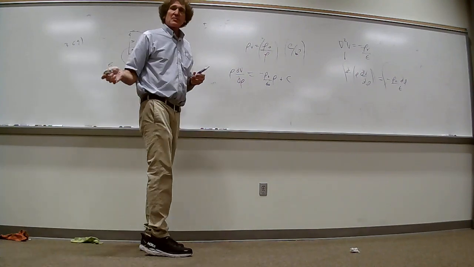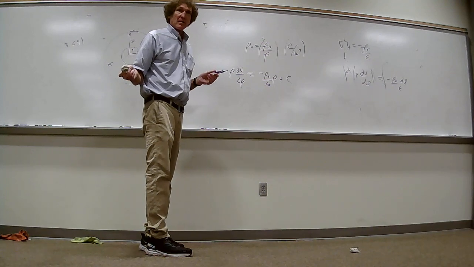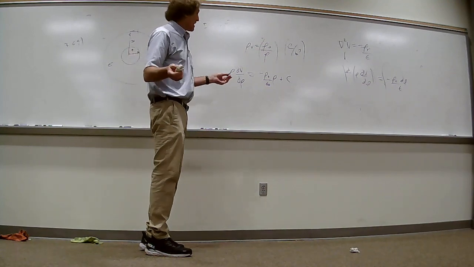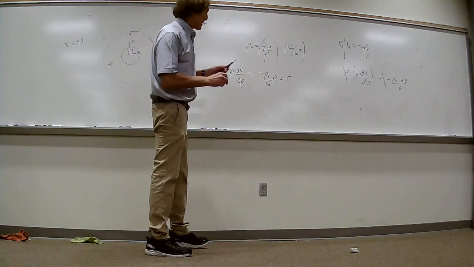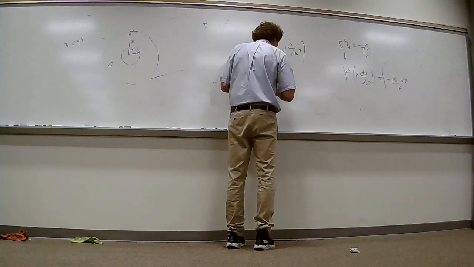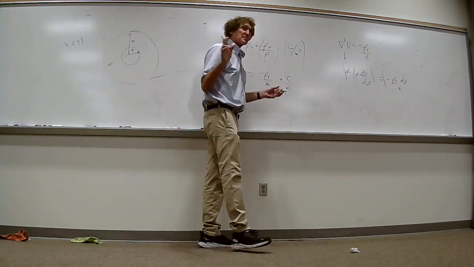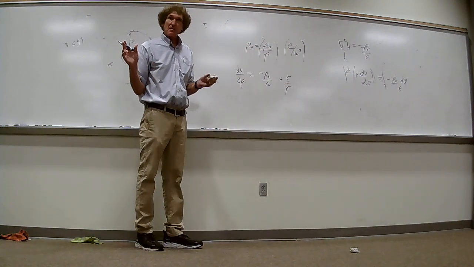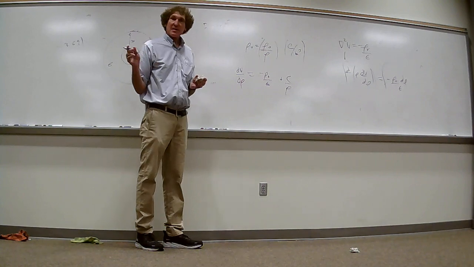Do they want the E field or do they want voltage? They want an expression for both. All right, we'll get voltage first. Now, I'm going to divide both sides by rho. That gets rid of this rho and makes this over rho. We don't know what that constant is, but y'all with me?